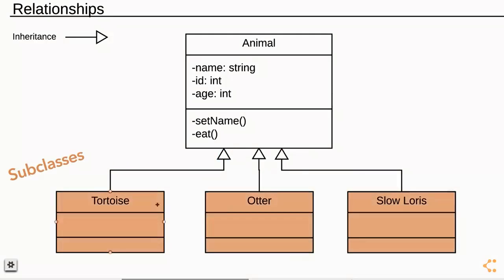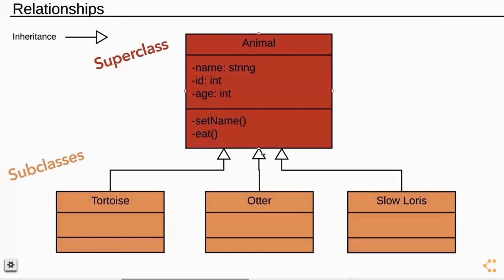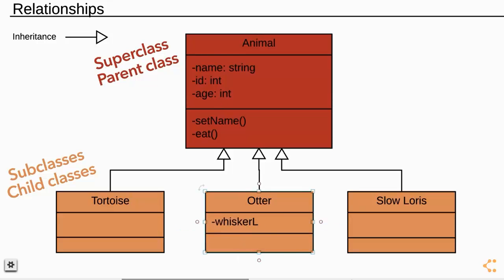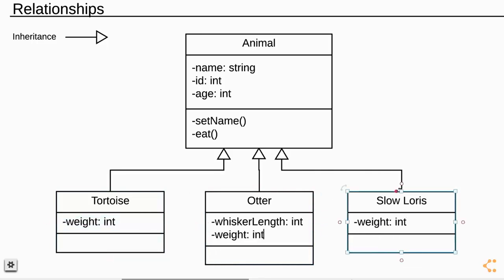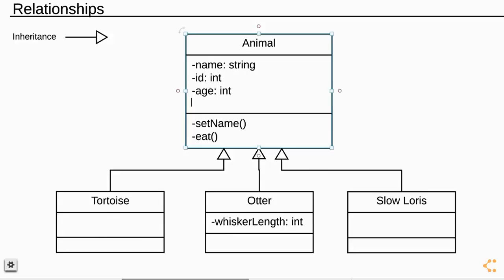We're saying that these subclasses inherit all the attributes and methods of the superclass. You could also use the terms child and parent class. So our otter class is going to inherit the attributes of name, age, and ID. And then we could add an attribute specific to otter, like whisker length. One of the advantages of inheritance is that if we wanted to change or add an attribute for all animals, we wouldn't have to go in and make that change to tortoise, and then otter, and then slow loris. We could just make the change to the animal class and it applies across all subclasses.